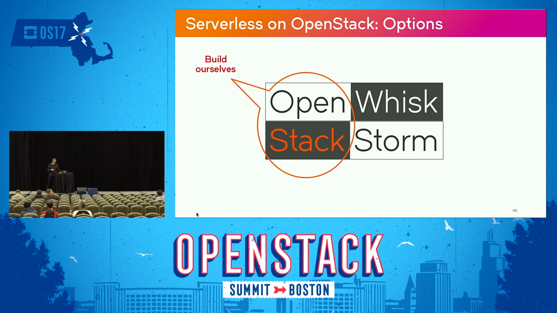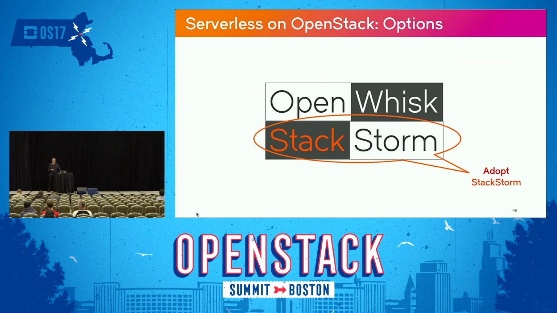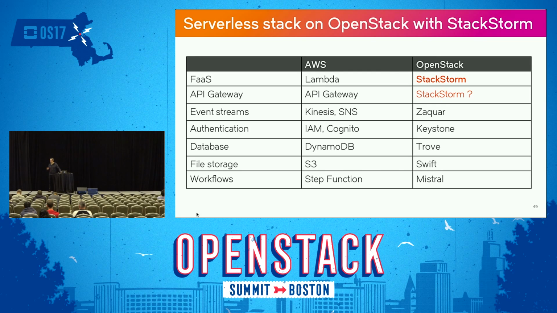So OpenStack actually only has three options. OpenStack can build these things themselves. They can use something like OpenWhisk, or they can use something like StackStorm. And I'm biased, I think that StackStorm is the one here. But because I'm biased, I only want to present facts.